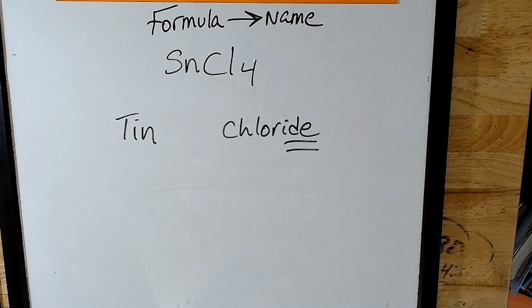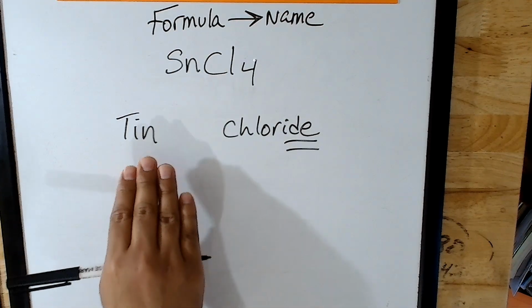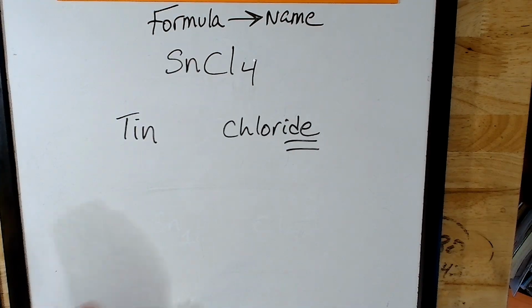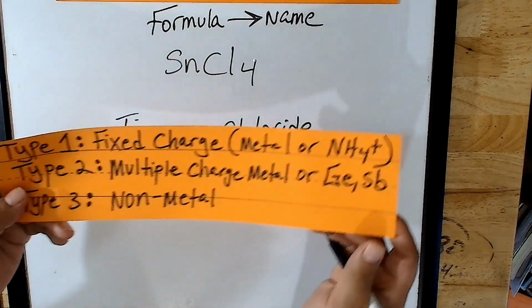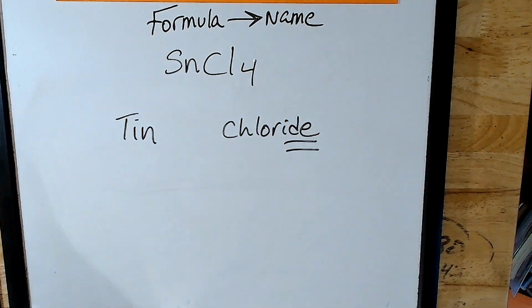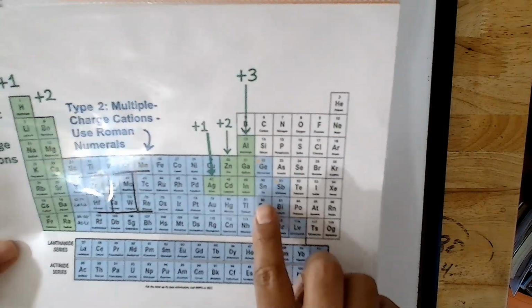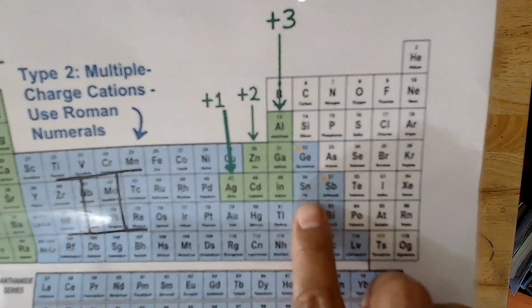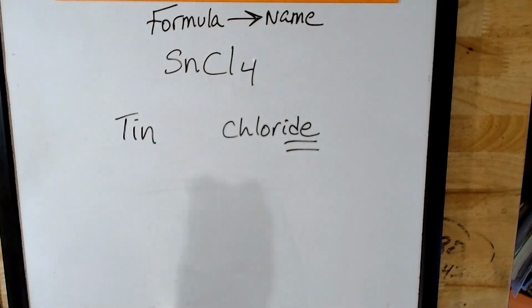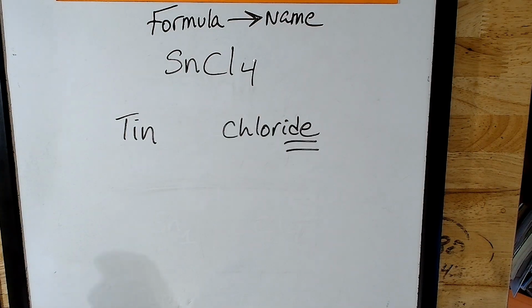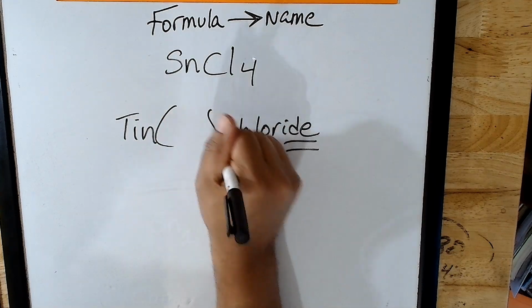Now, we need to determine whether the first part is a type 1, a type 2, or a type 3. And I know I'm looking at a type 2 because it's a multiple charge metal, and also because I'm able to find it here in the periodic table. There's my tin, Sn. So if it's a type 2, remember we add parentheses.